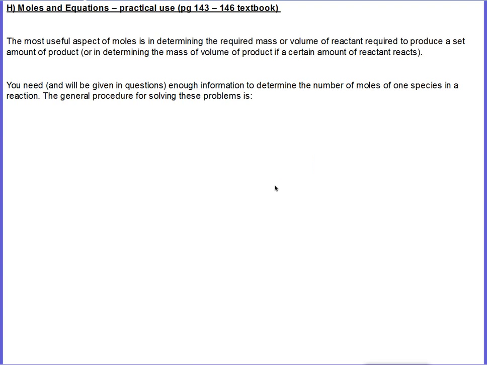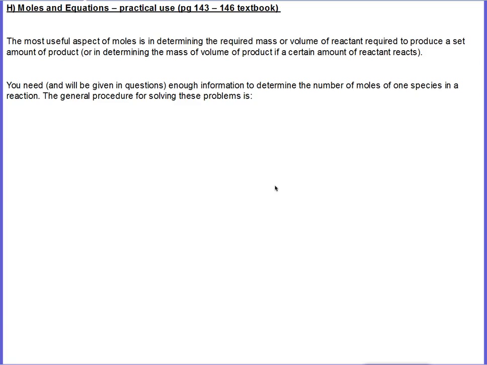This is the video for example 12 about moles and equations. Now the most useful aspect of moles is in determining the required mass or volume of a reactant required to produce a set amount of product, or in determining the mass or volume of product if a certain amount of reactant reacts. So this is where we actually start applying moles to real world situations.